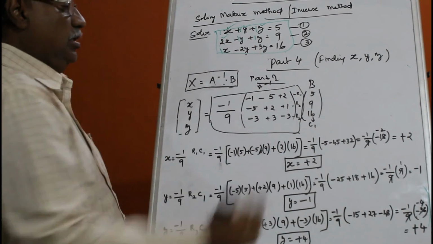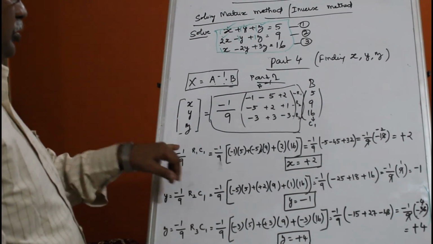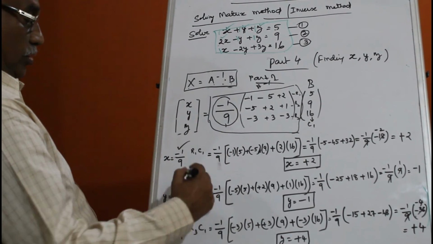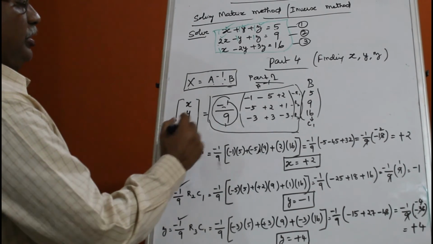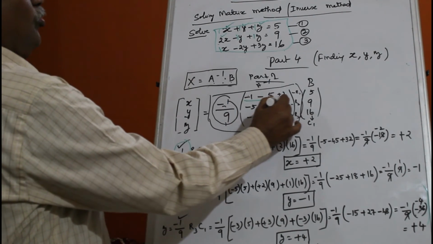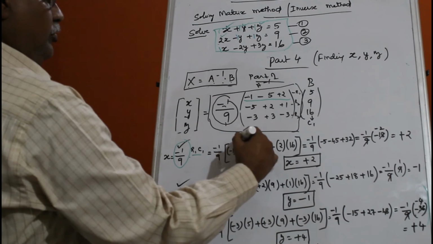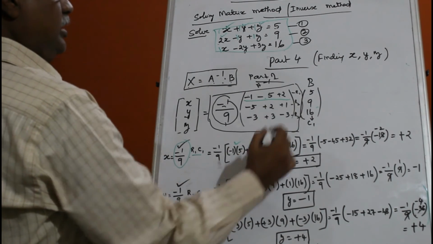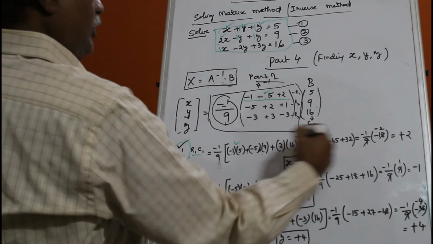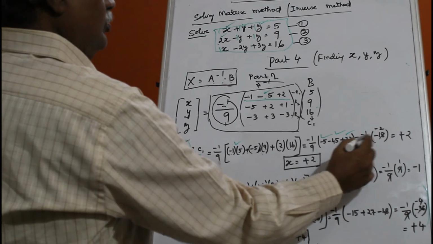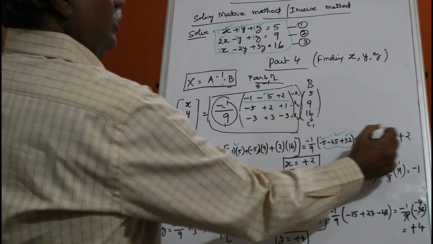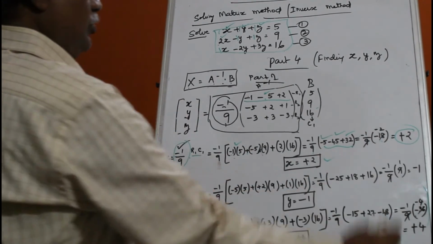A inverse B. Now this x equal to this, minus 1 by 9 is common for all. See, minus 1 by 9 for y and z. For all x, y and z it is common. Nothing but minus 1 by 9 into row 1 column 1. This is called row 1 into this column 1. Minus 1 into 5 plus minus 5 into 9 plus 2 into 16. Minus 1 by 9, minus 1 into 5 is minus 5, minus 45 plus 32, minus 1 by 9. If you add all this, you get minus 18. When you cancel, you get minus 2. And this is all simplification only. So x you get 2.